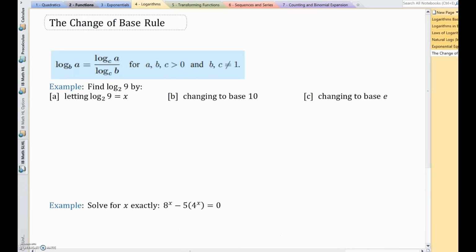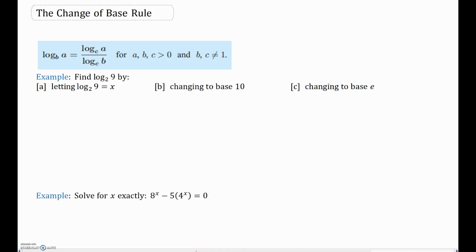All right, how about the change of base rule? Change of base, you've seen it, you love it, let's do it. The change of base rule goes like this: log base b of a is equal to log of any base you pick of a, divided by log of that same base of b. And this will always work.